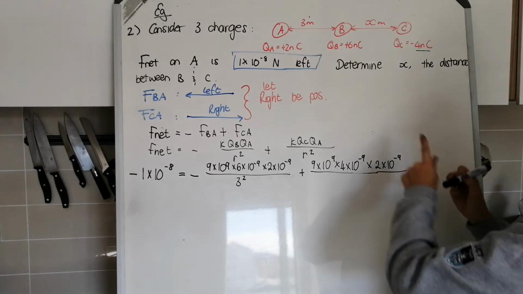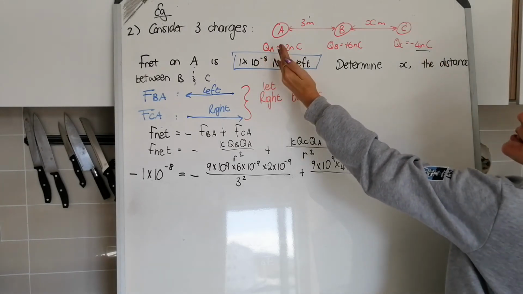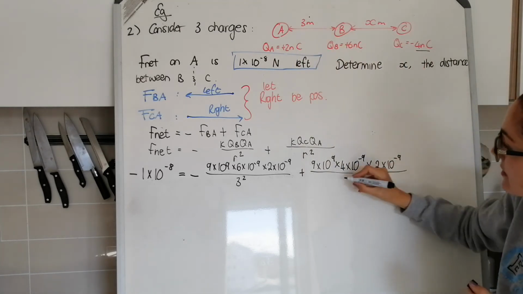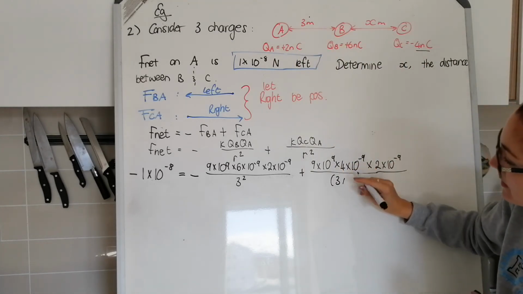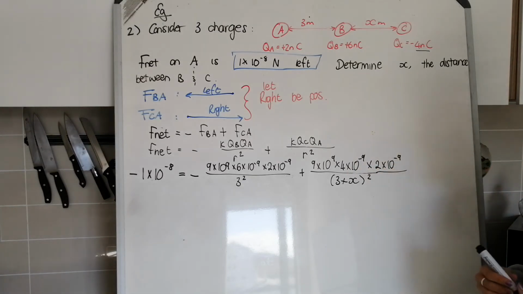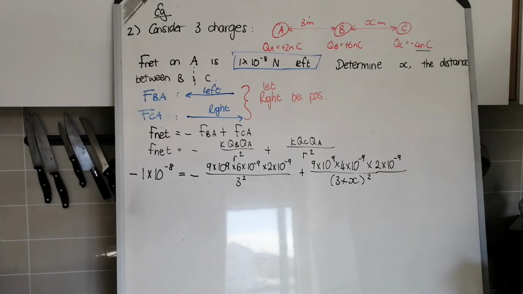All over the distance between A and C squared. Now the distance from A to C is 3 plus x. Luckily that's already in meters. So 3 plus x squared. And now we solve for x. Okay, a little bit tricky.